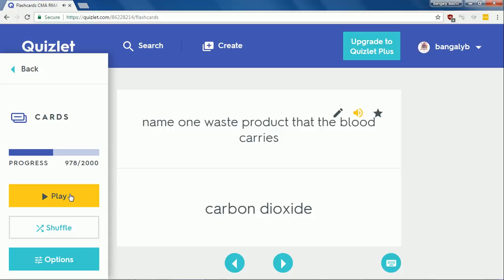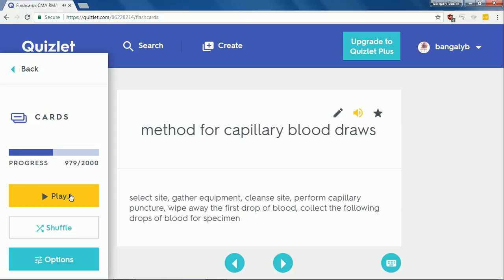Name one waste product that the blood carries. Carbon dioxide. Method for capillary blood draws. Select site, gather equipment, cleanse site, perform capillary puncture, wipe away the first drop of blood, collect the following drops of blood for specimen.